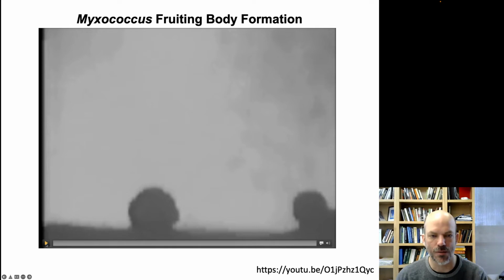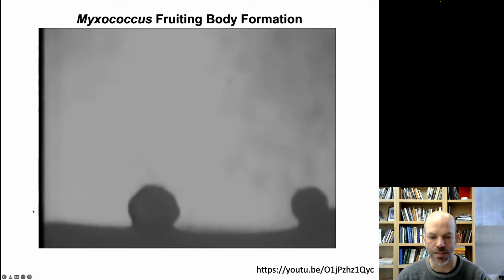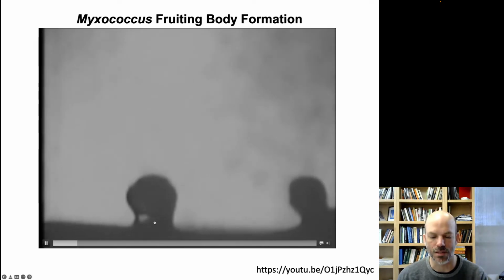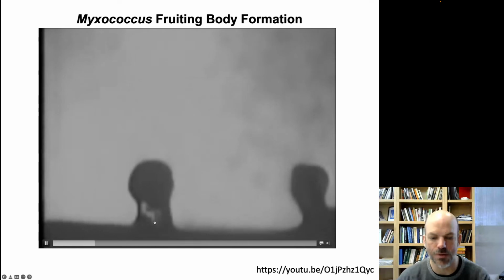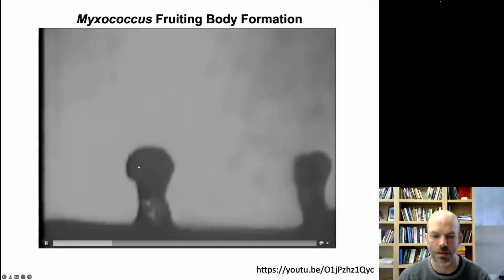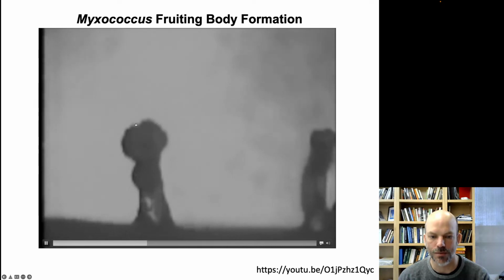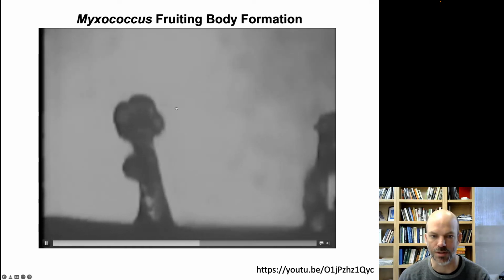Here's a video of what one of these fruiting bodies or spore chains or whatever you want to call them looks like in real time. So this is looking from the side view, and the fruiting body is growing up, and it'll form this tree-like structure at the top, and then the individual spore cells will disperse from the fruiting body at the top.